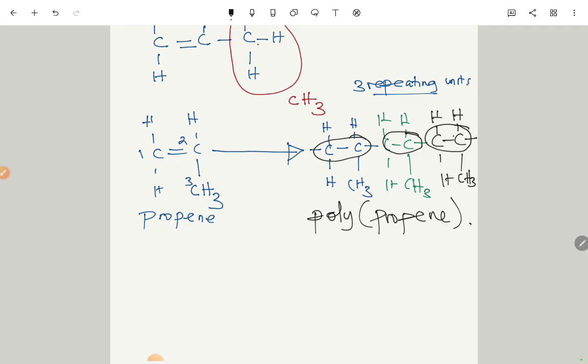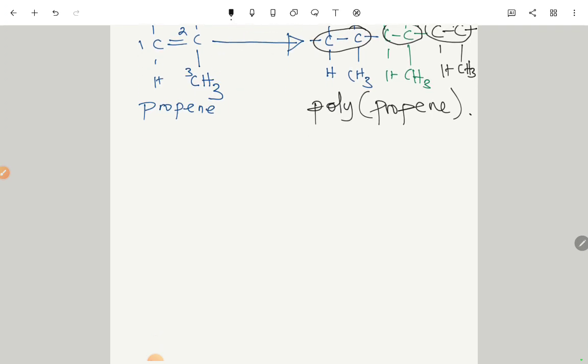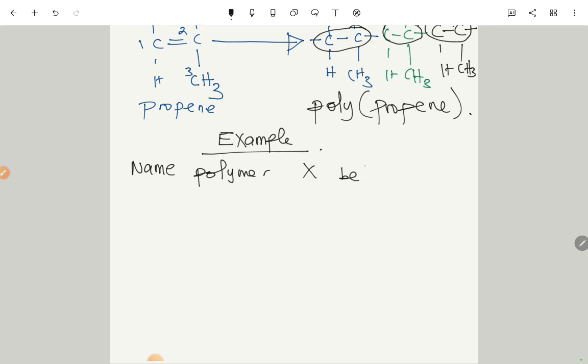Now, polymers are very important. They are used as plastics. The plastic bags that you use are made from this process. Okay, let's look at an example on this one. Suppose you're given a structure. So this one would be an example. Name polymer X below.